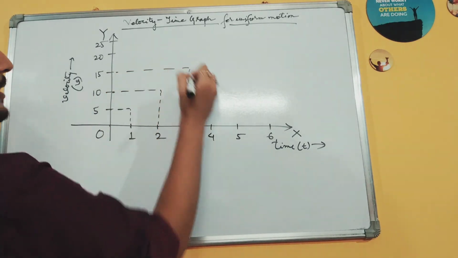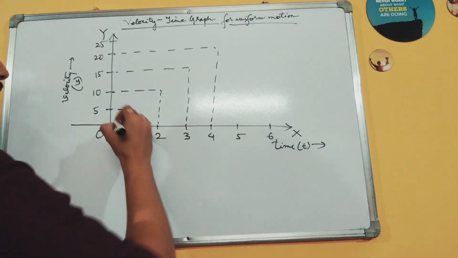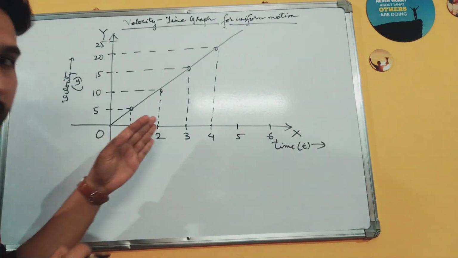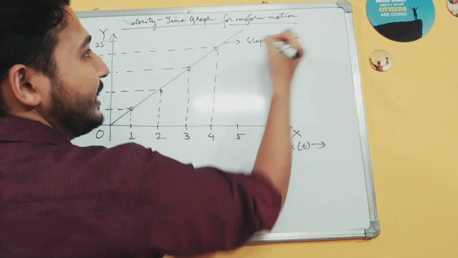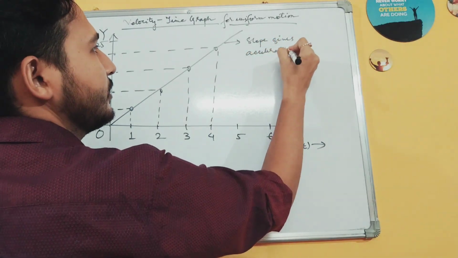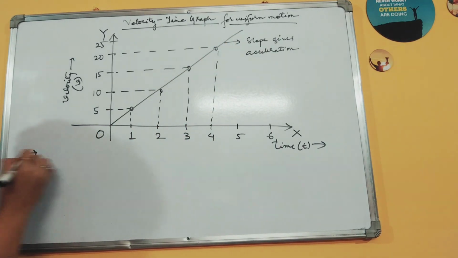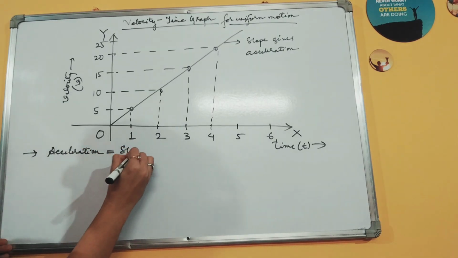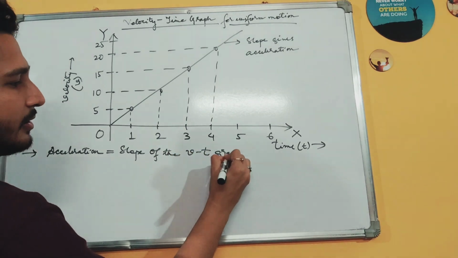You need to draw like that, but some important thing you need to learn here from this graph. After drawing, join all the points. You got a straight line, isn't it? This straight line, this slope gives acceleration. Remember that. Acceleration. Okay. And this, so let's write here. Acceleration मतलब क्या होता है? Slope of the velocity time graph.